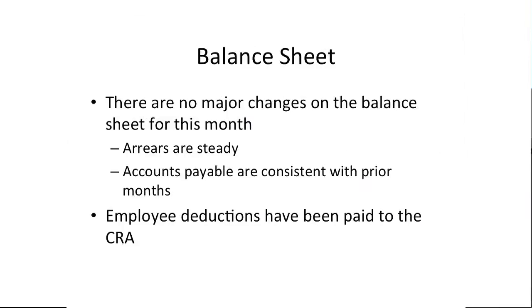So on the balance sheet side, there are no major changes on the balance sheet for this month. The arrears are steady, the accounts payable are consistent with prior months, and you can see from your statement that the employee deductions have been paid to the CRA. There seems to be a significant drop in the cash. That's a good catch. The cash drop is the result of the payments on the roof contract. We've paid that cash out, but we haven't yet received the funds back from the Housing Services Investment Funds.